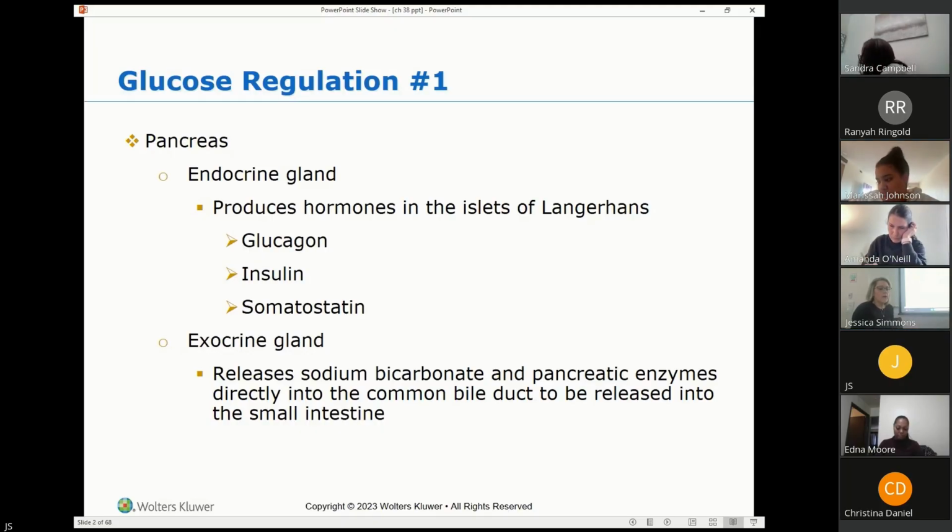So the islets of Langerhans are the special pancreatic cells that are responsible for the production of glucagon, insulin, and somatostatin. The exocrine part of the pancreas releases sodium bicarbonate and pancreatic enzymes directly into the common bile duct to be released into the small intestine.